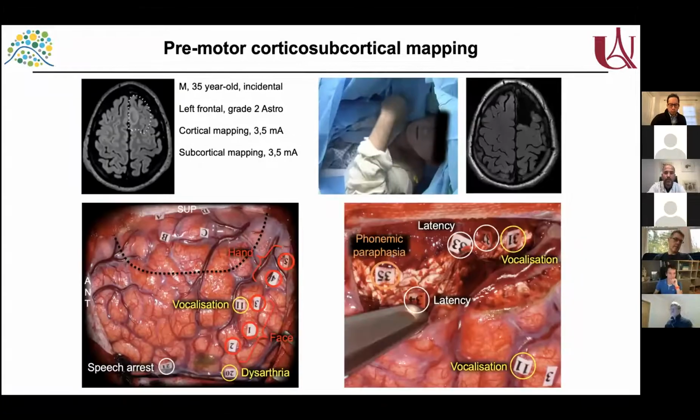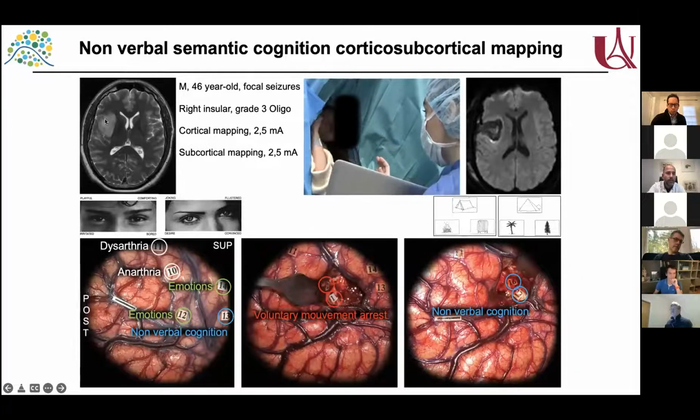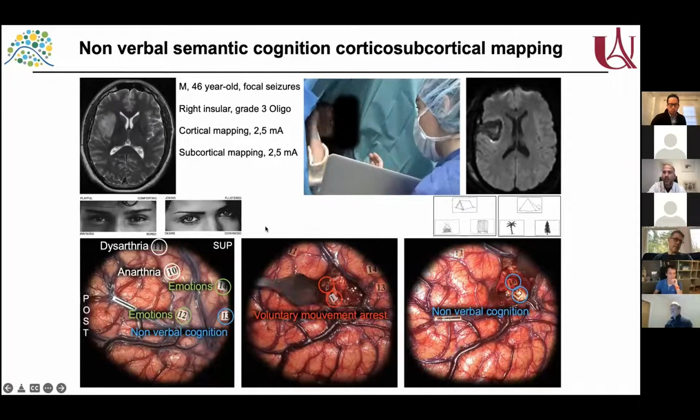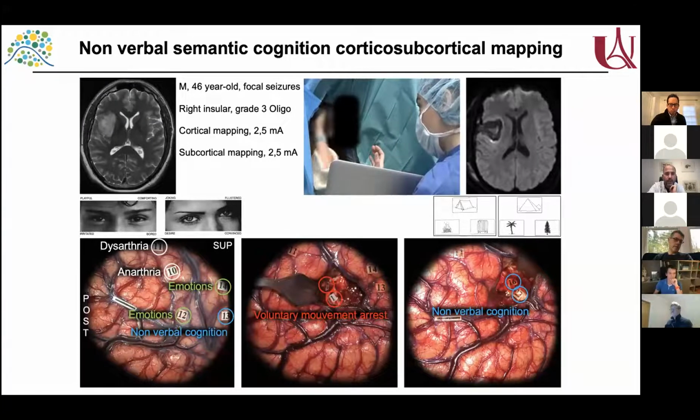In addition, premotor pathways can be mapped using a voluntary movement task. And in addition, we map non-verbal cognition and emotion tasks. In this example of a right insular diffuse low-grade glioma, the resection has been tailored according to premotor pathways and according to the identification of the inferior fronto-occipital fasciculus, identified in this case with the observation of errors in a non-verbal recognition task using the Pyramids and Palm Trees test.